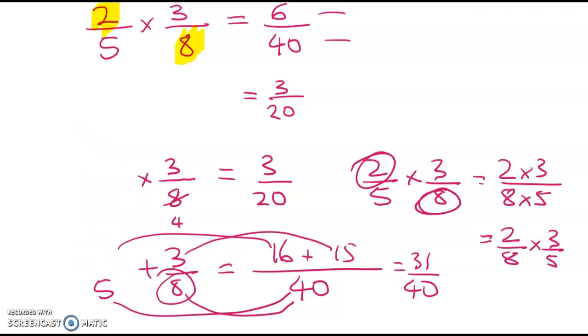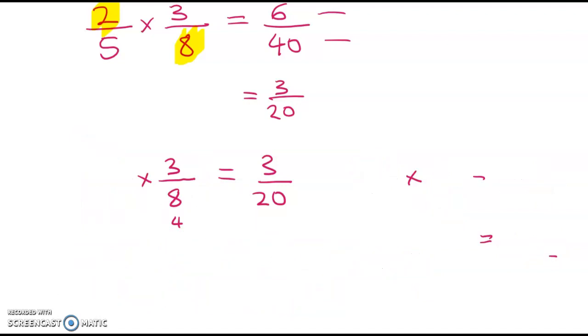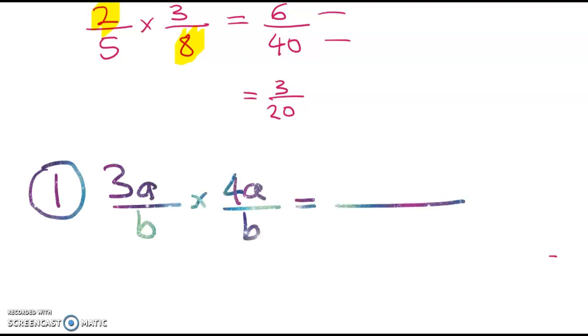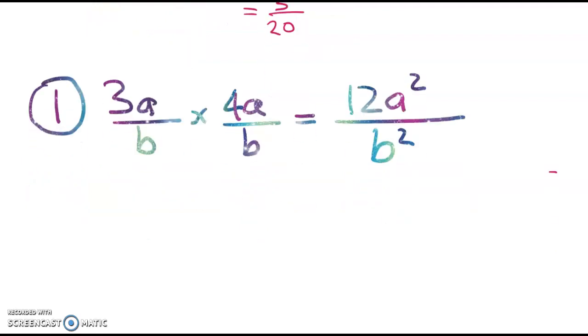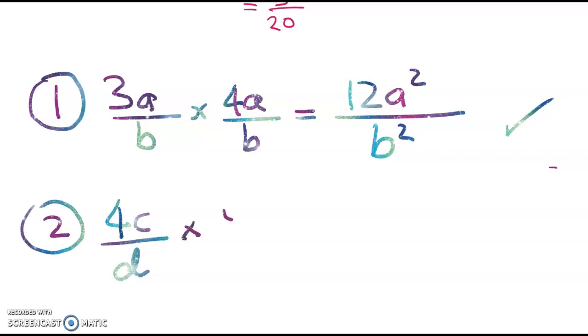Alright, now let's get back into the 4 examples that I actually wanted to talk about instead of getting sidetracked. So when we're multiplying algebraic fractions, they work in exactly the same way as our ordinary fractions. So question 1, we've got 3a over b times 4a over b. So I multiply the numerator and I get 12a squared, and I multiply the denominator and I get b squared. There's nothing more I can do here, right? We're finished.